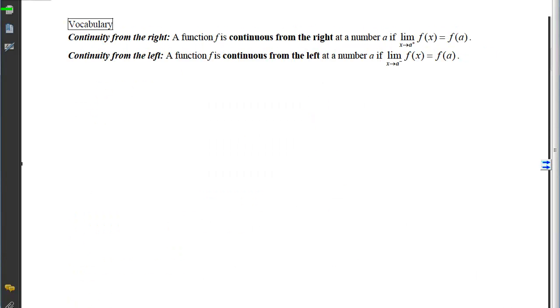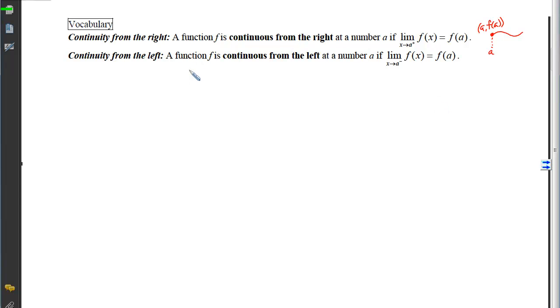We have some additional vocabulary. The first one says continuity from the right. And that says a function f is continuous from the right at a number a if, as x approaches a from the right-hand side, the y coordinate that you are approaching is the same as the y coordinate assigned to a. So graphically, that means I will be traveling along a curve from the right, and then I will hit the y coordinate that was assigned to a. So this would be a comma f of a.